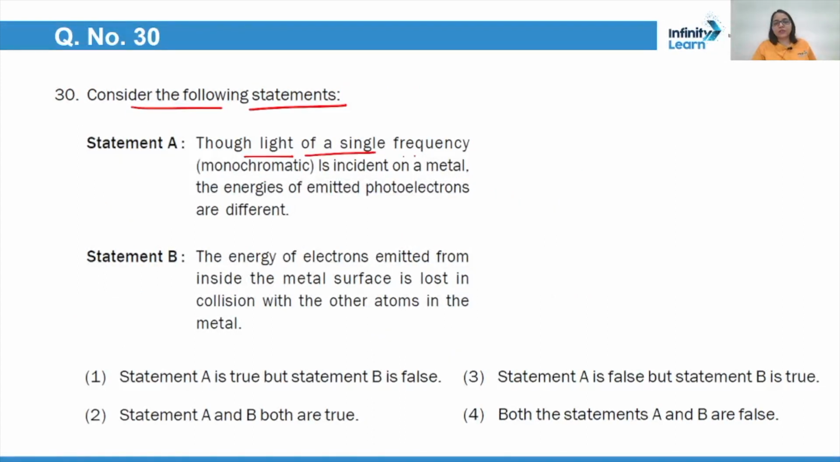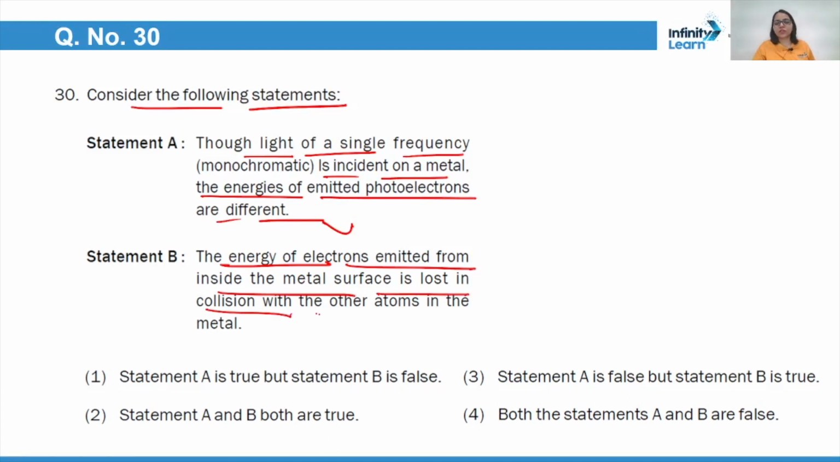Question number 30. Consider the following statements. When light of a single frequency is incident on a metal, the energies of emitted photoelectrons are different. True. The energy of the electron emitted from inside the metal surface is lost in collision with the other atoms in the metal. This is also true. So both the statements are true.